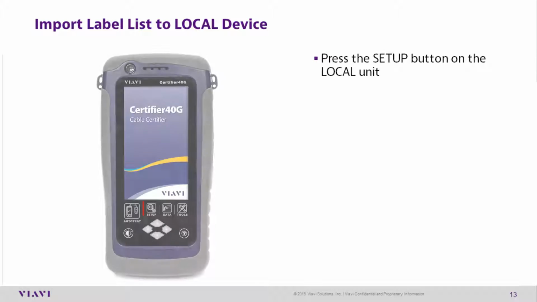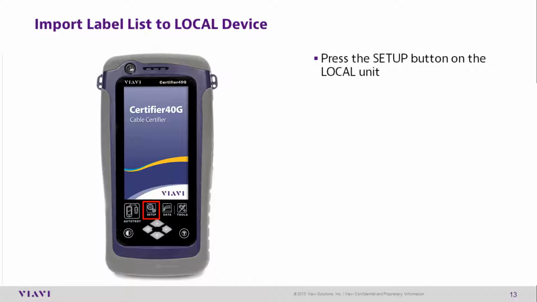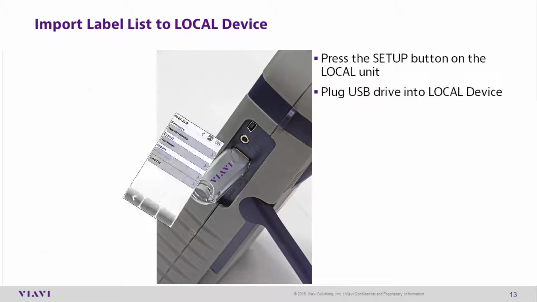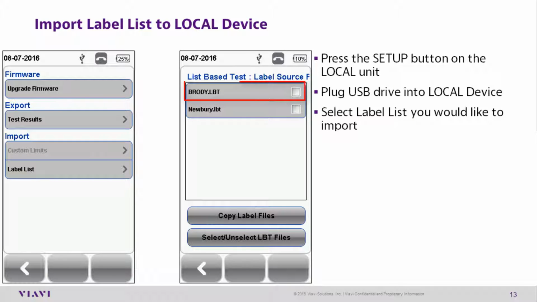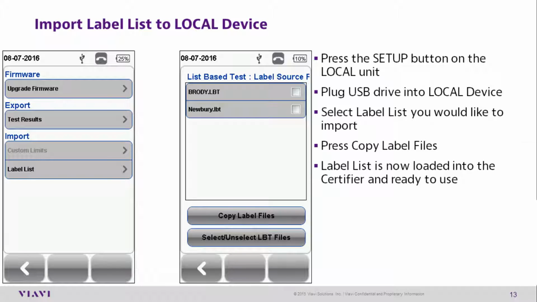Importing label lists to the local device. Press the Setup button on the local device. Plug the USB drive into the local device. Select the label list you want to import. Then press Copy Label Files. The label list is now loaded onto the certifier and ready to be used.